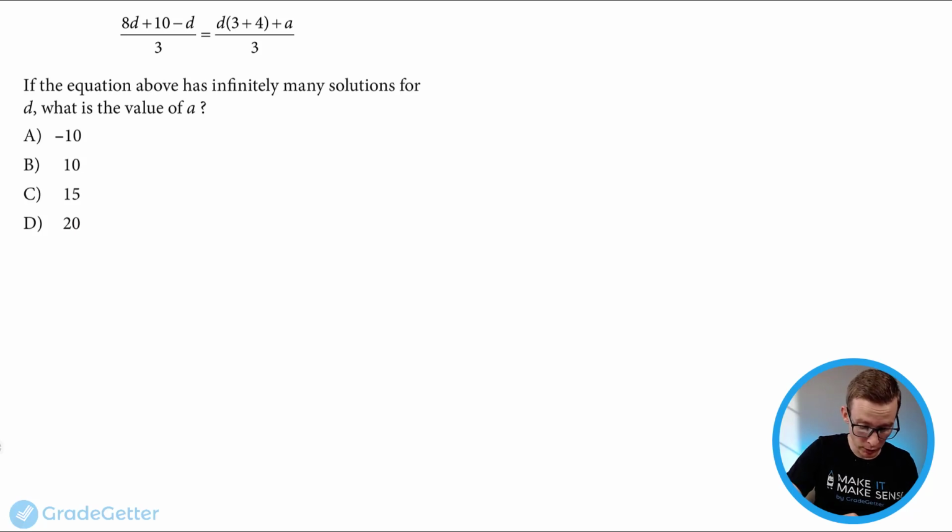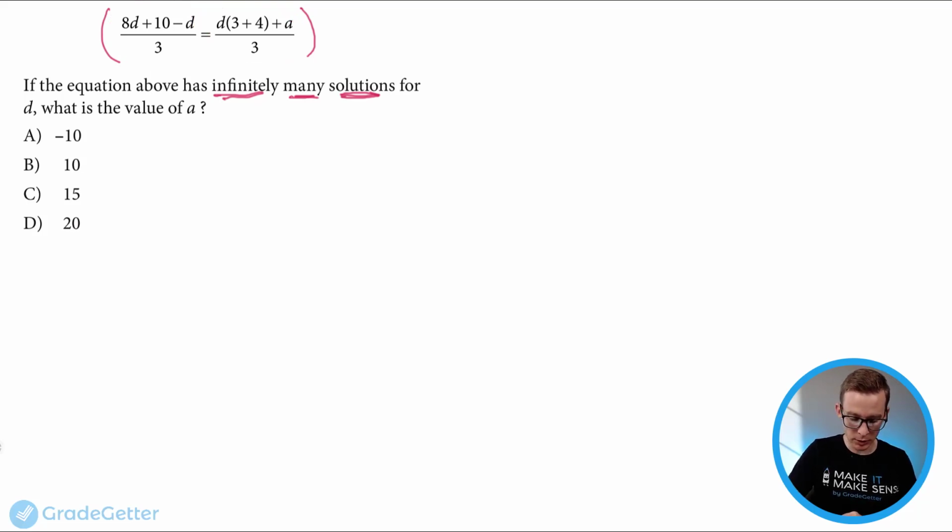Okay, so for this problem, we're given this equation here. We've got, looks like two variables, D and A, so that's interesting. Let's see what they ask us to solve for. It says, if the equation above has infinitely many solutions for D, then what is the value of A?